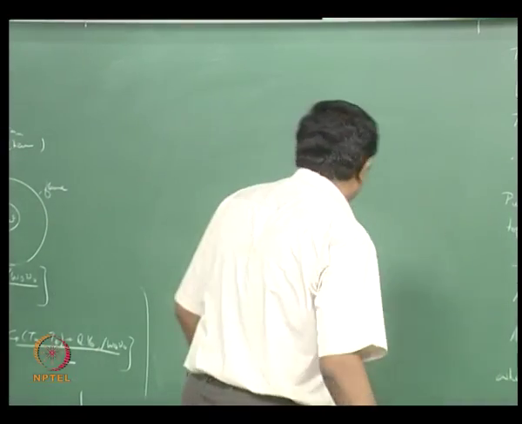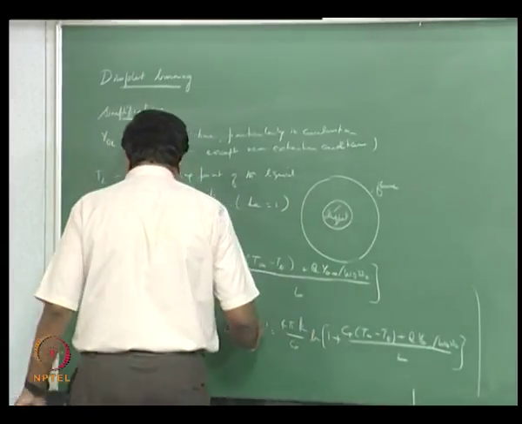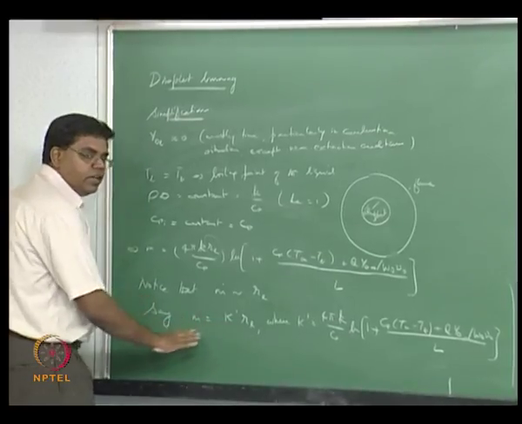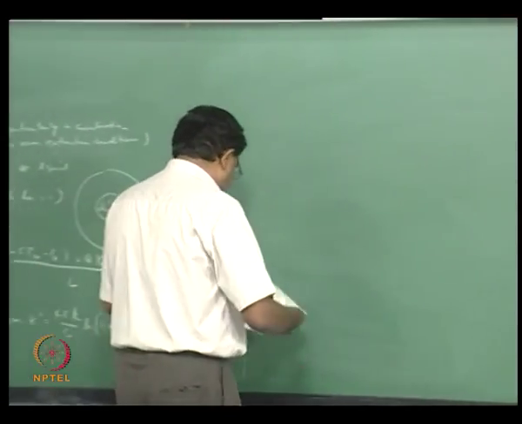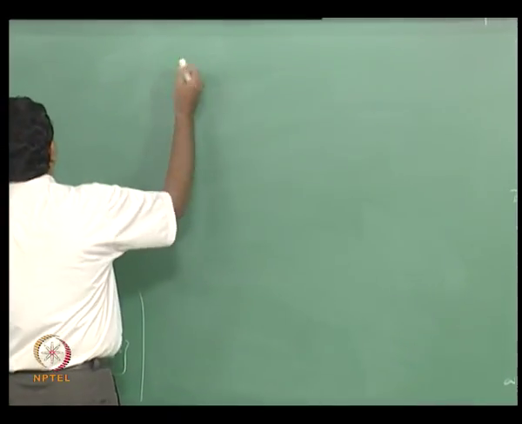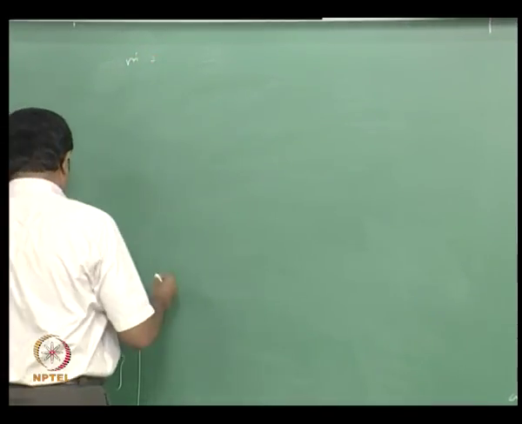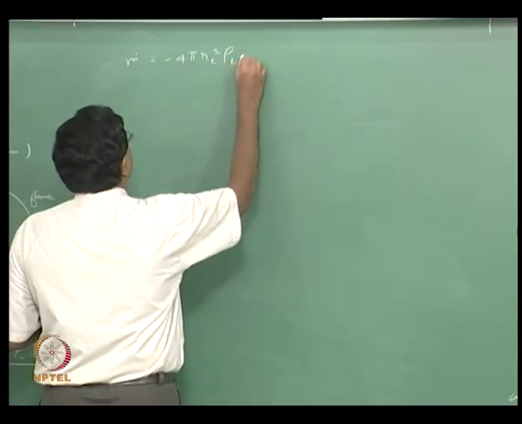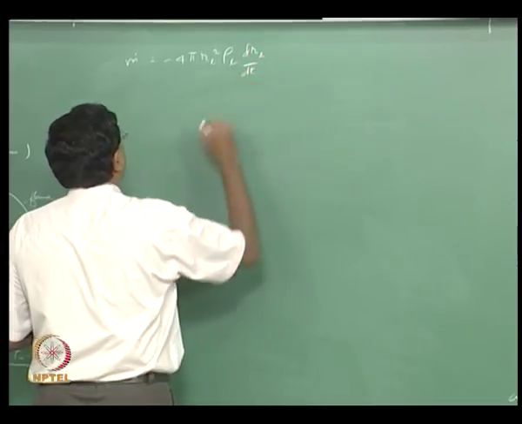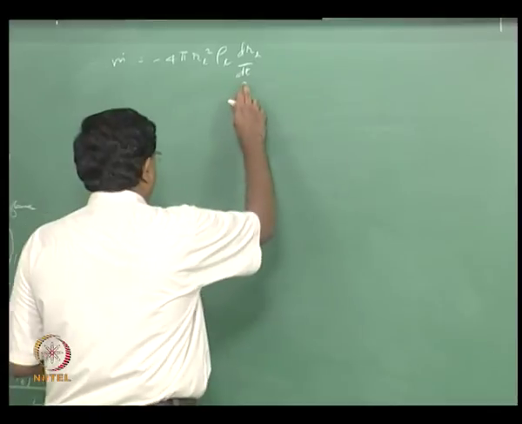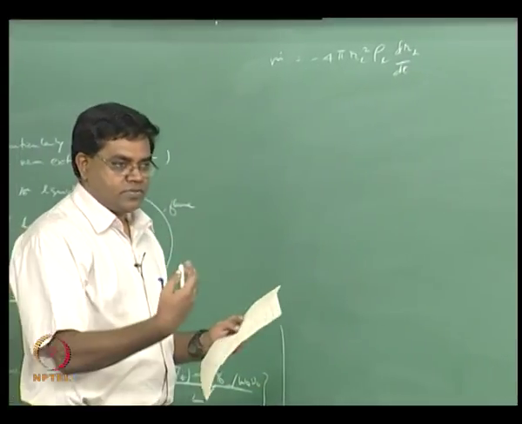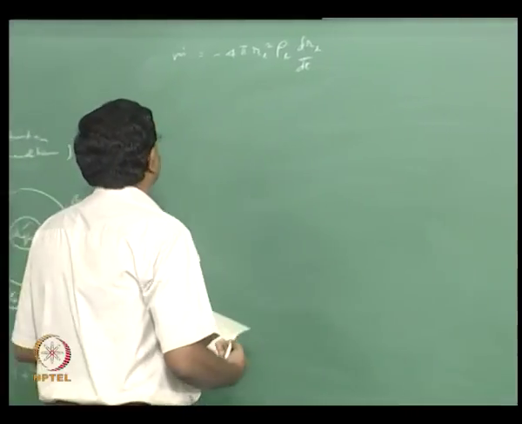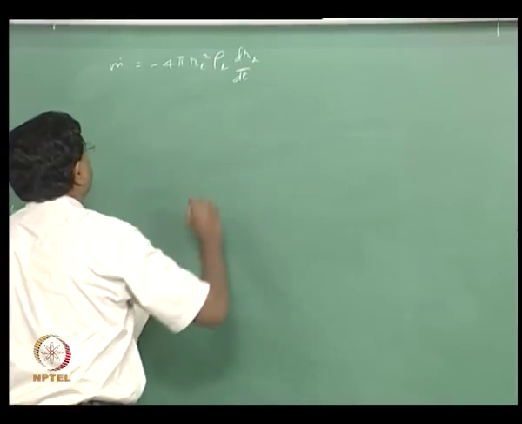So keeping that as k prime, for the next few minutes we are simply going to ignore all this stuff and say m dot is equal to k prime RL, and let's see what that means. m dot, on the other hand, is negative 4 pi RL squared rho L dRL over dt. This t is at the time scale of the droplet regression, not the shorter time scale of the gases equilibrating in diffusion and convection. So this is the kind of time that you're looking for in the d squared law.